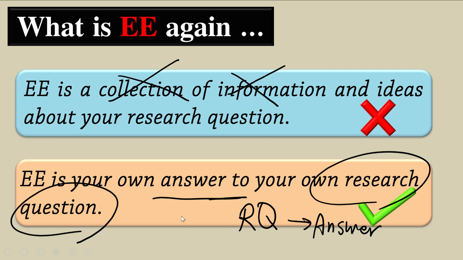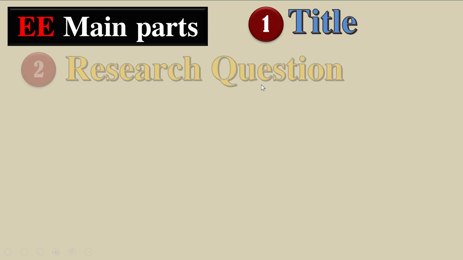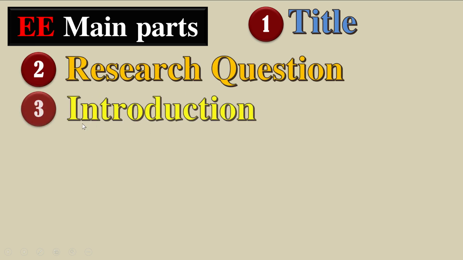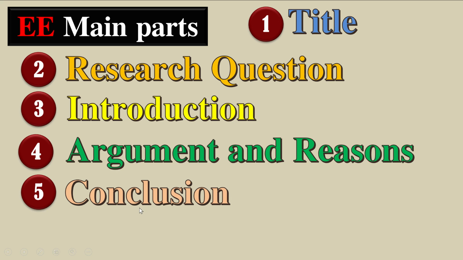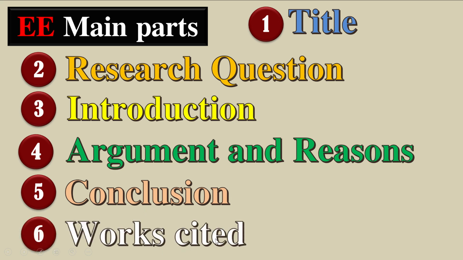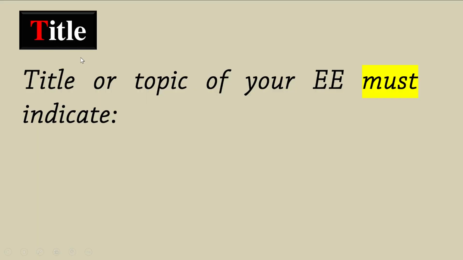Okay, let's start with the outline. The general outline or main parts of the extended essay will be: number 1, title; number 2, the research question; number 3, introduction; number 4, argumentation, or argument and reasons; 5 is conclusion; and the last will be works cited. I will explain them one by one in general, then from Part 3, I told you I will start telling you the story of each one in detail. Okay, so let's continue. Let's start with title.